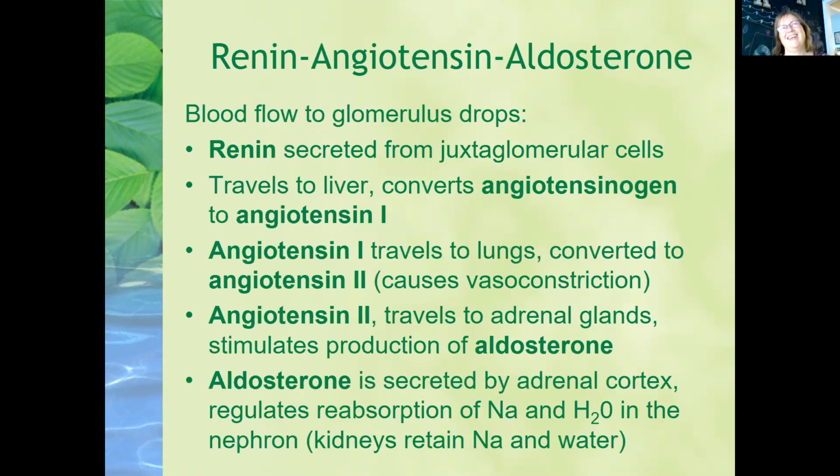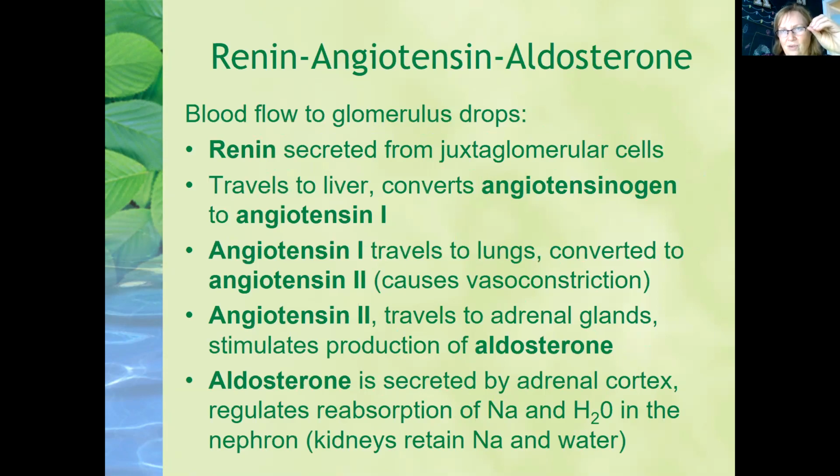Okay, the RAA system, renin, angiotensin, aldosterone. And it's just a cascade. This is classically how the human body works, all of these different mechanisms working in sequence. So let's say at the level of our kidney, blood flow to the glomerulus, right, that portion of our kidney drops. So blood flow drops, and our kidney responds by secreting renin. And there's certain cells, juxtaglomerular, I'm not going to ask you that, cells, and they secrete that renin. Renin then travels in our bloodstream to our liver.